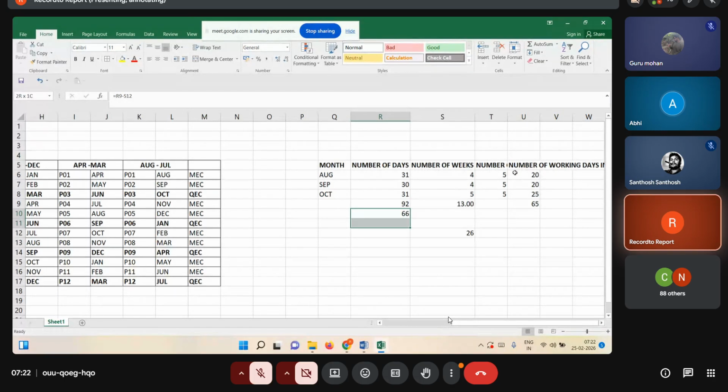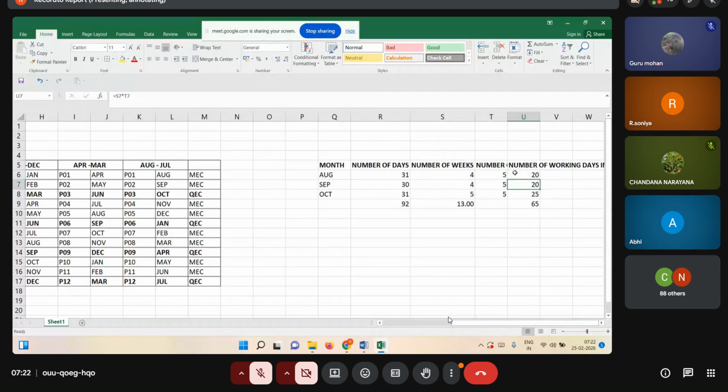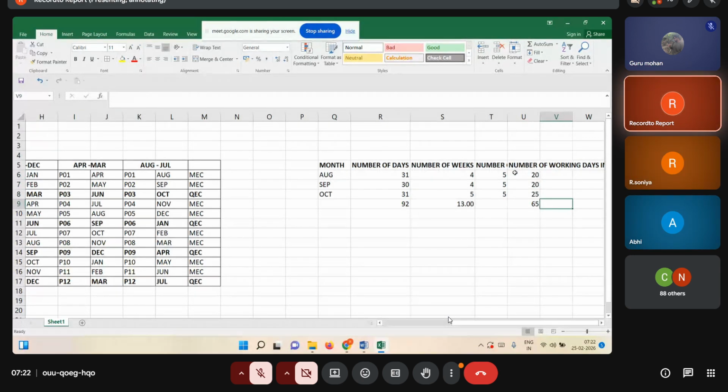It's matching. So total how many working days in a quarter? 65 days. Total how many working days in month end, guys? 20. So total 65 working days.